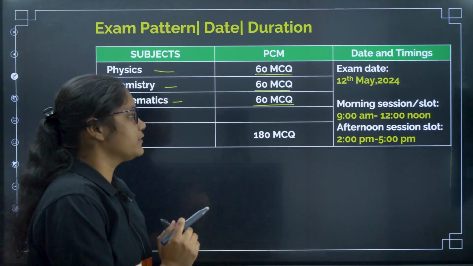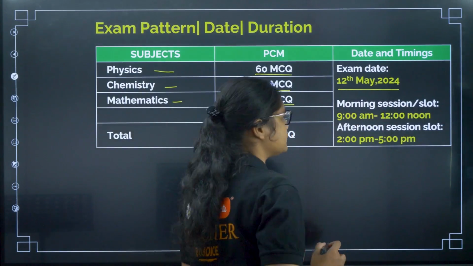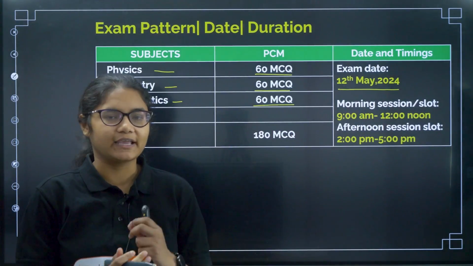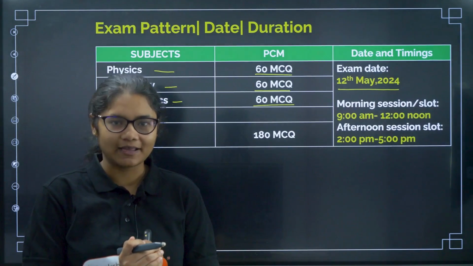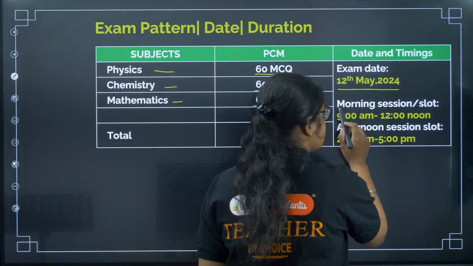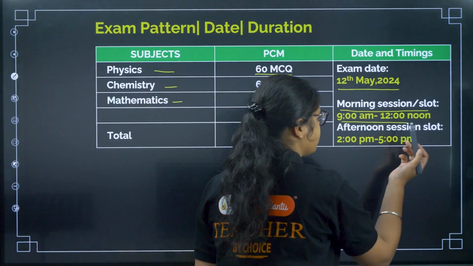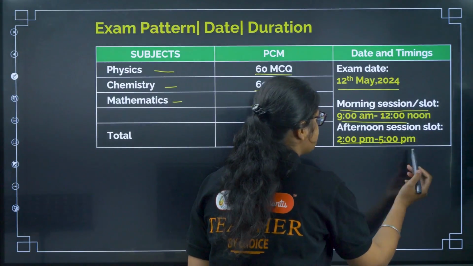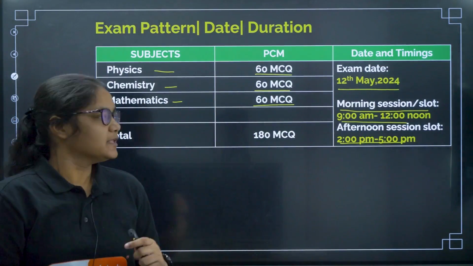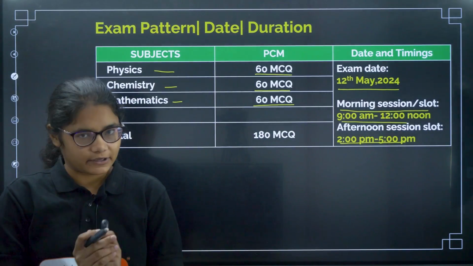All of you know about the date of the exam. The date of the exam is 12th May 2024, which means hardly 20 days are left for this exam. There will be 2 slots, so the exams will be in 2 sessions. The morning session is 9 AM to 12 noon, and the afternoon session is 2 PM to 5 PM. So these are the exam pattern and durations.